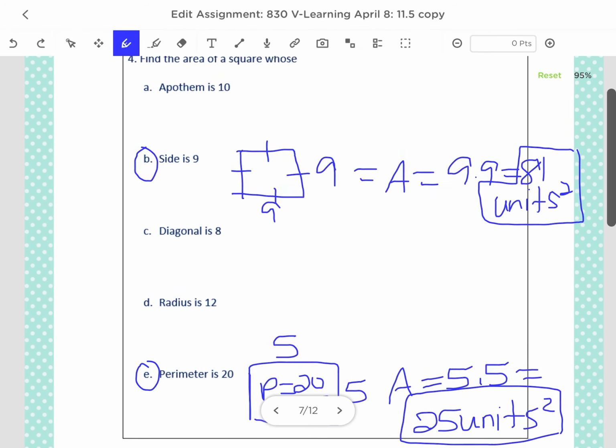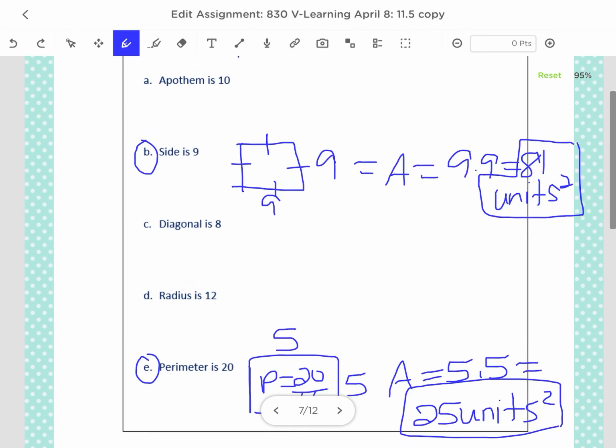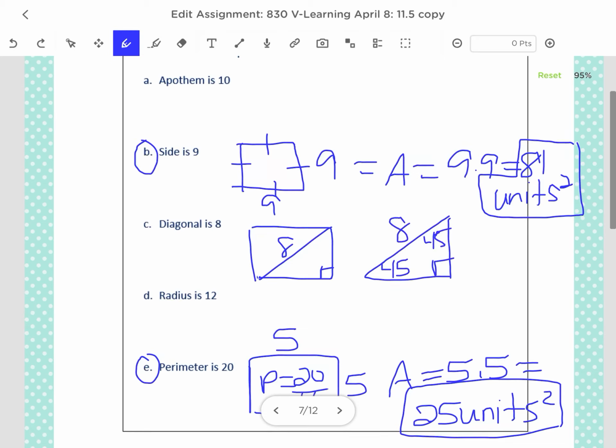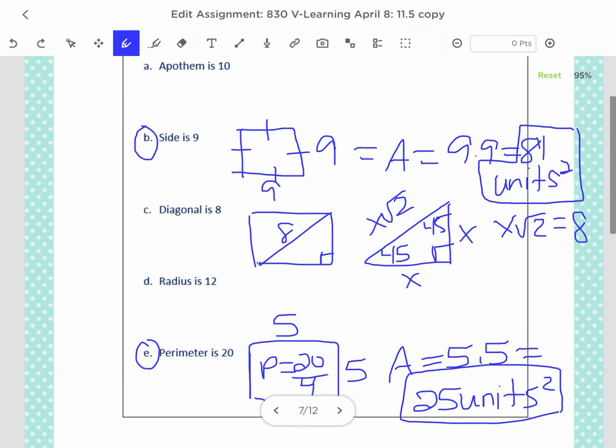Okay, jumping around again. Diagonal is 8. That looks like something I know how to work with. So the diagonal is 8. You know, in a square, you have a 45, 45, 90 triangle. So this is 45, this is 45, that's 90. You also remember in a 45, 45, 90 triangle, hopefully, this is x, this is x, this is x root 2. So in this case, x root 2 is going to equal 8.